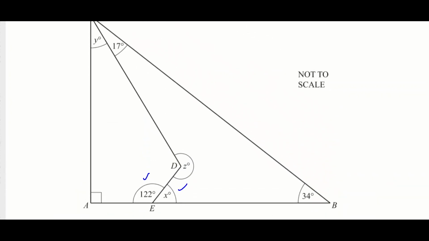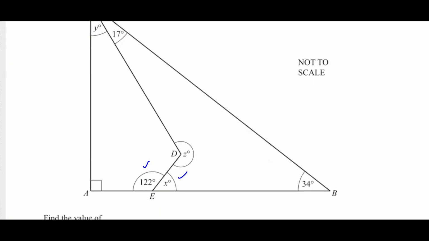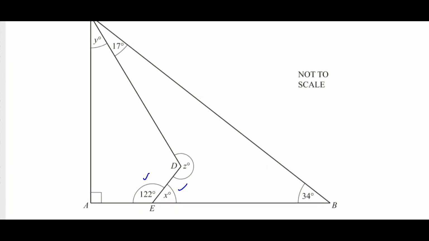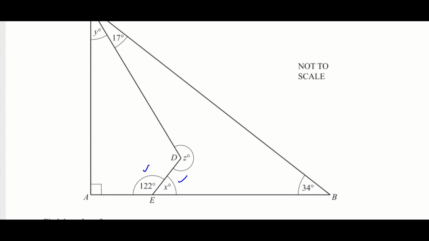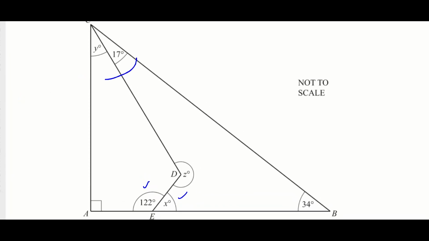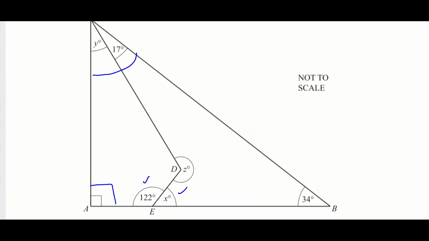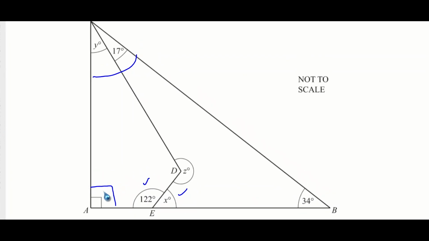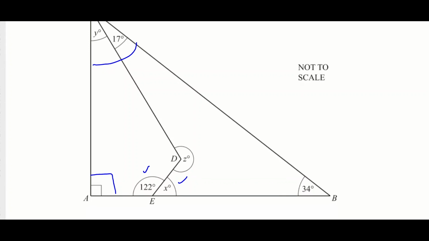And the value of angle y, you can actually get angle y from this. This and this add up to 180 degrees. So you can get the value of angle y there. Since this is equal to 90 degrees, you can say y plus 17 add 34 equals 90 degrees, because these two angles are complementary angles, that is, they add up to 90 degrees.